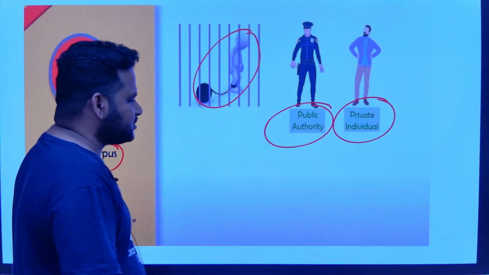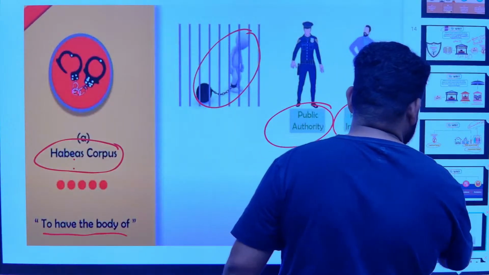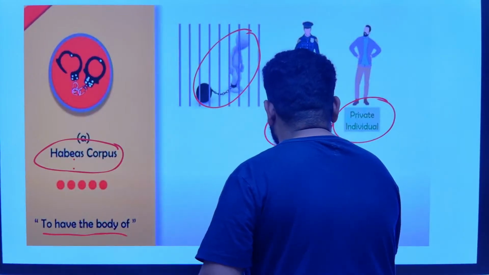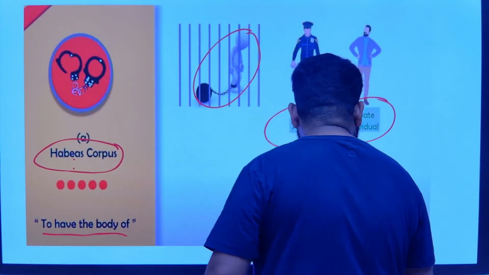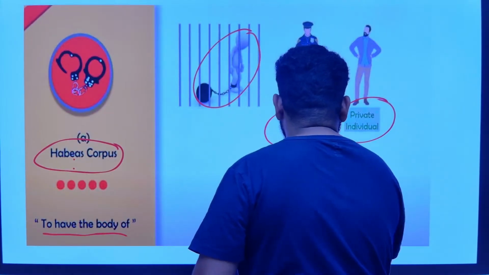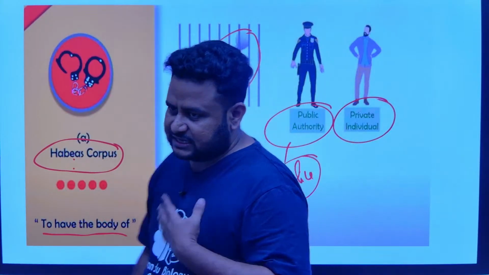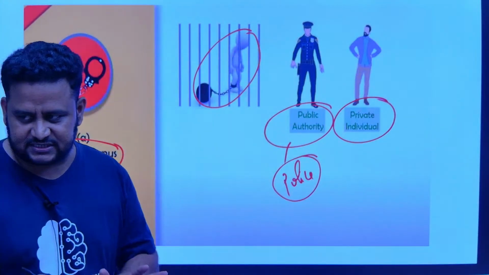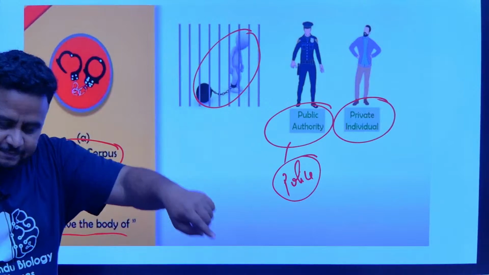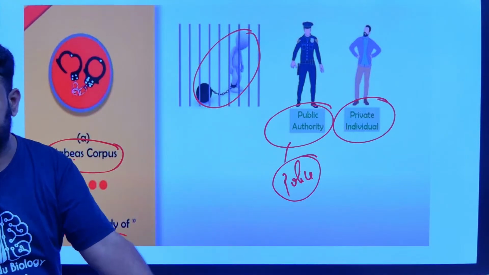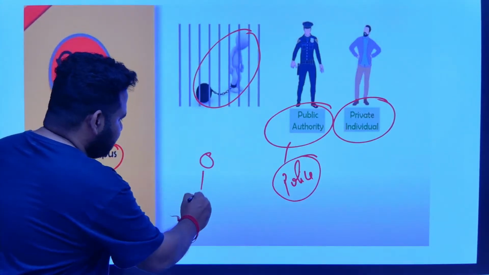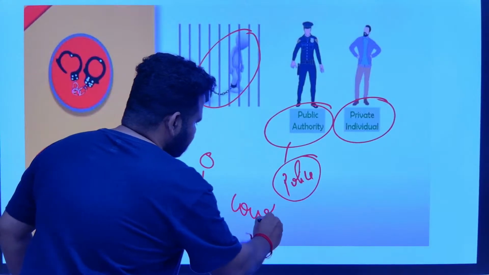So what will happen is, let us take an example. Instead of public authority, let us take police only. Police has arrested someone. Now the court will say, produce the body of that person, that means bring that person in front of me, the court or the magistrate. So who has to produce? The police has to produce this person. This person will come here in front of the court.